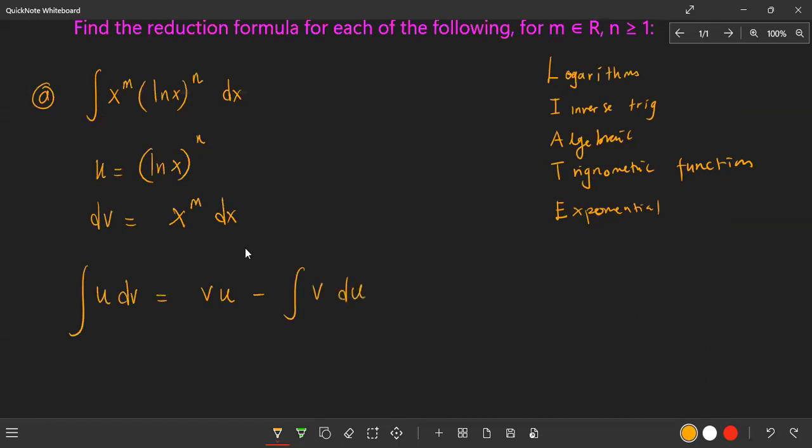What you need to do from this is to identify your u. You have identified what your dv is. Your v is what you get after integrating dv, and you get du after differentiating u. So you have to differentiate this guy here, and then we're going to substitute in that formula.